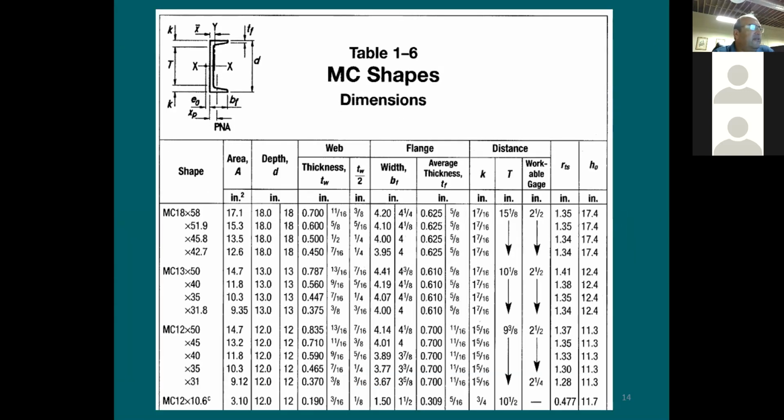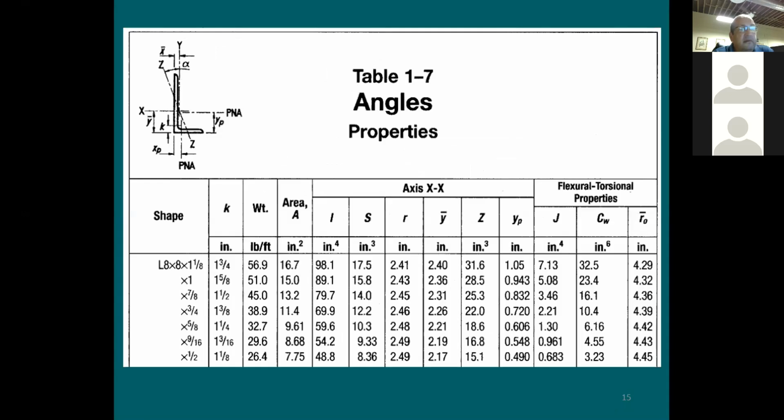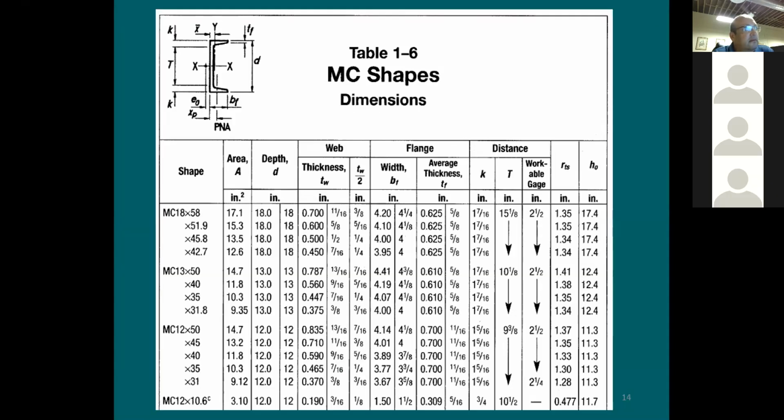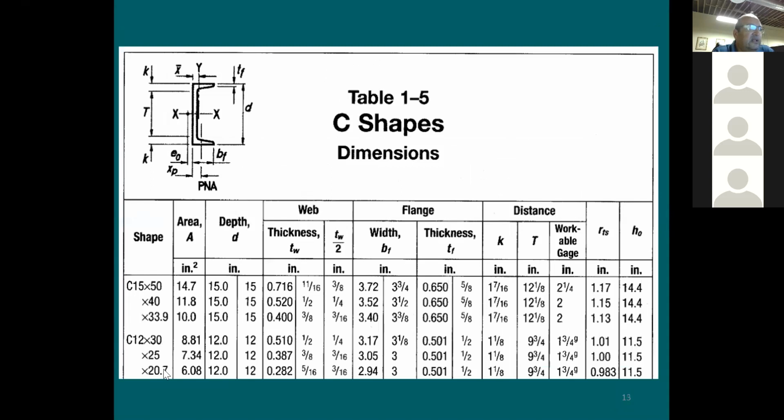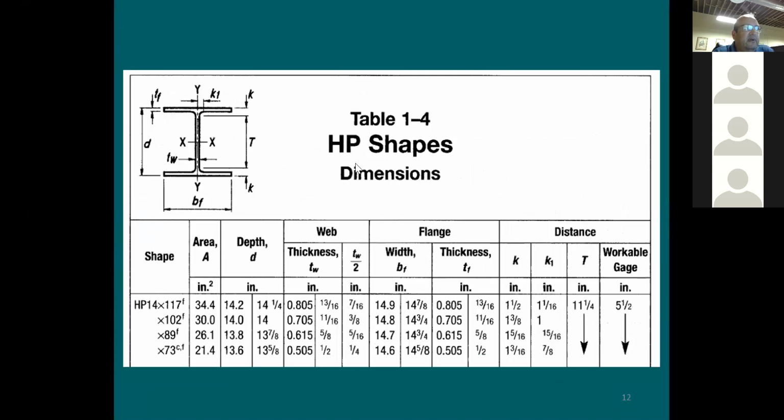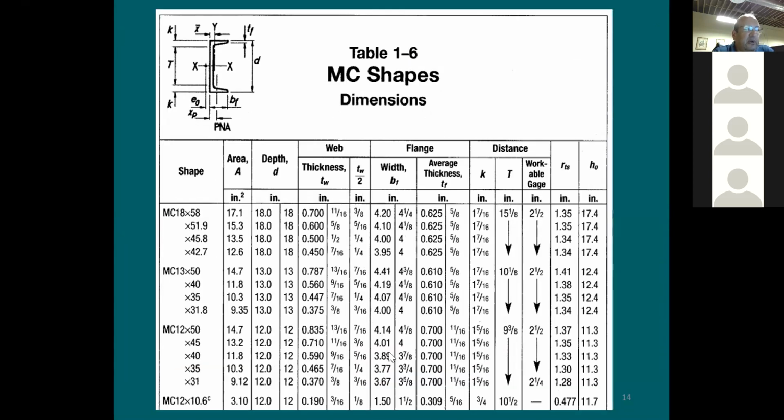Sir, what is the difference between MC and C shape? The MCs and Cs, usually the MCs get to be lighter, which means for the same depth, look at this. You have MC, it goes all the way to 10.6. Look at this C, it goes only to 20. So this is a heavier section. The flange thickness is going to be heavier. If you'd like to go a little bit cheaper, you're going to be going with this.